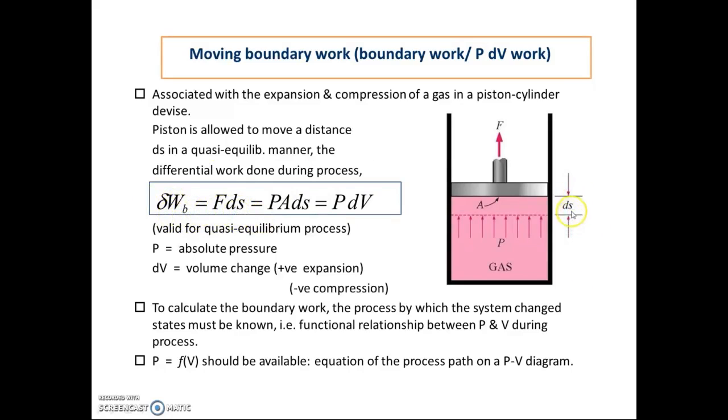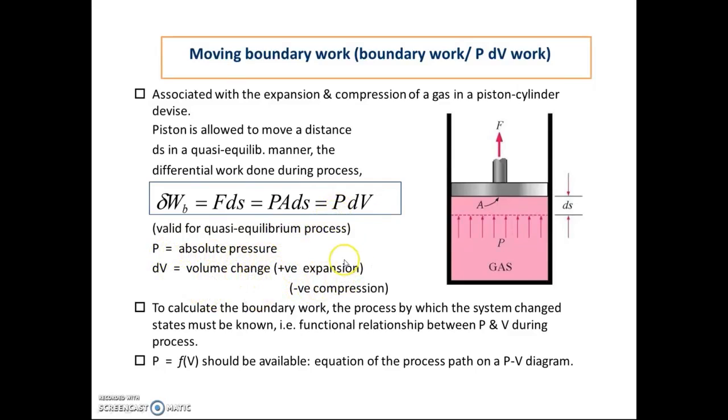So this is ds, the change of distance. F is also equal to PA, pressure times area. So work of boundary equals P A ds, but A ds equals dV, the volume. So the differential boundary work equals P dV. This is valid for a quasi-equilibrium process. P is the absolute pressure, and dV is the volume change.